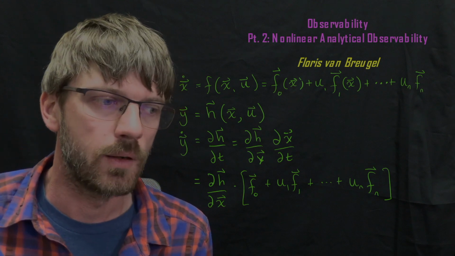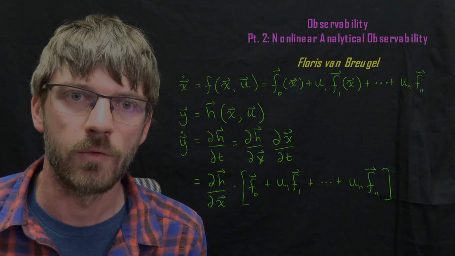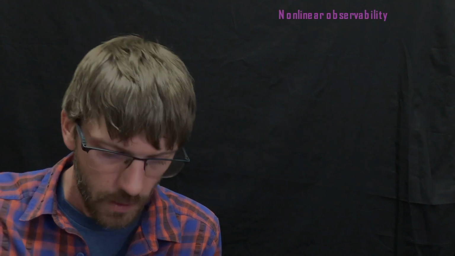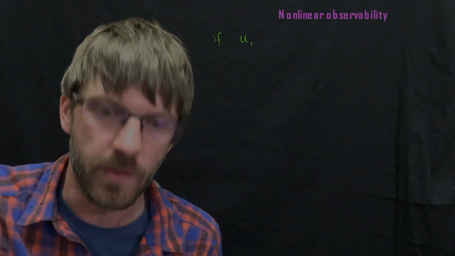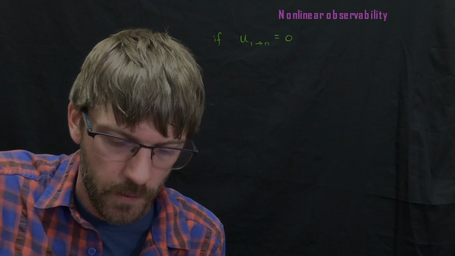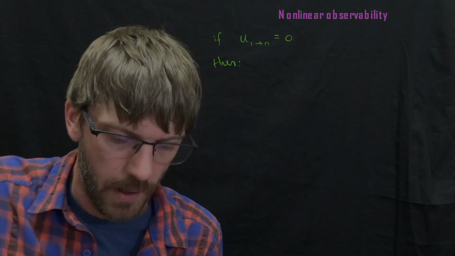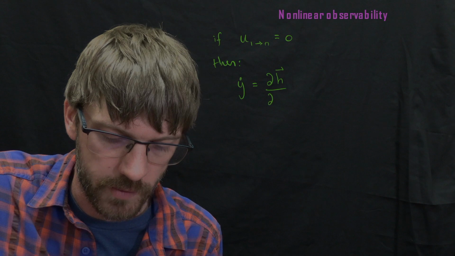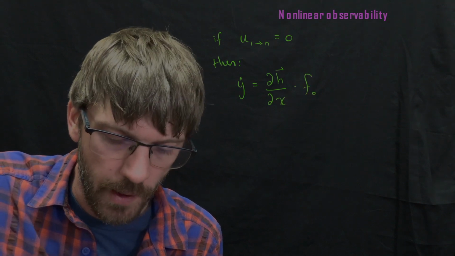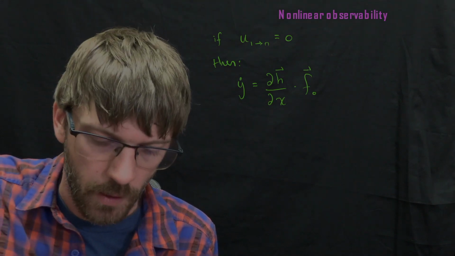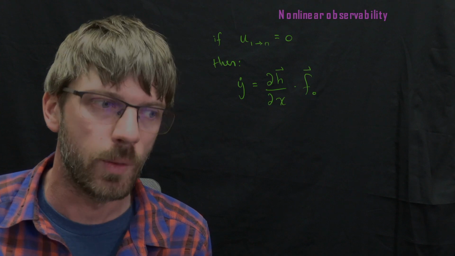So now we can see what happens if we choose different values of controls u. So we're going to move on to a new page here. But if we chose all of our controls to be 0, so if u1 through un were all equal to 0, then we would have y dot equal to the derivative of h with respect to our state times f0. And we can ignore all the other f1 through fn because those control inputs are turned off.